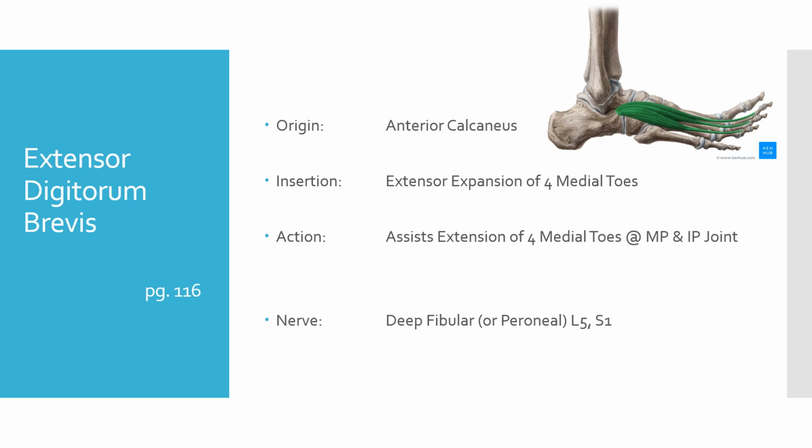Extensor digitorum brevis. The origin is the anterior calcaneus. The insertion is the extensor expansion of 4 medial toes. And the action: it assists extension of 4 medial toes at MP and IP joints. The nerve is deep fibular or peroneal, L5 and S1.